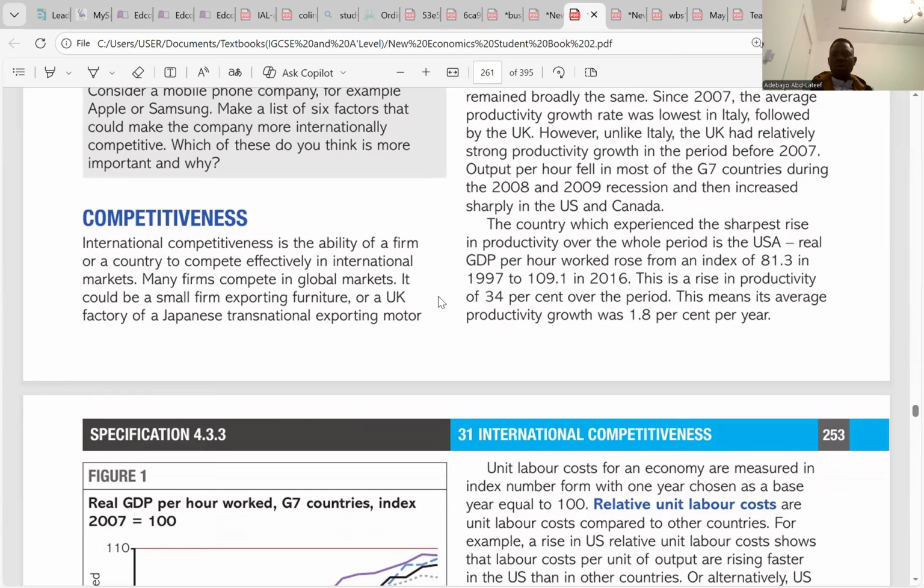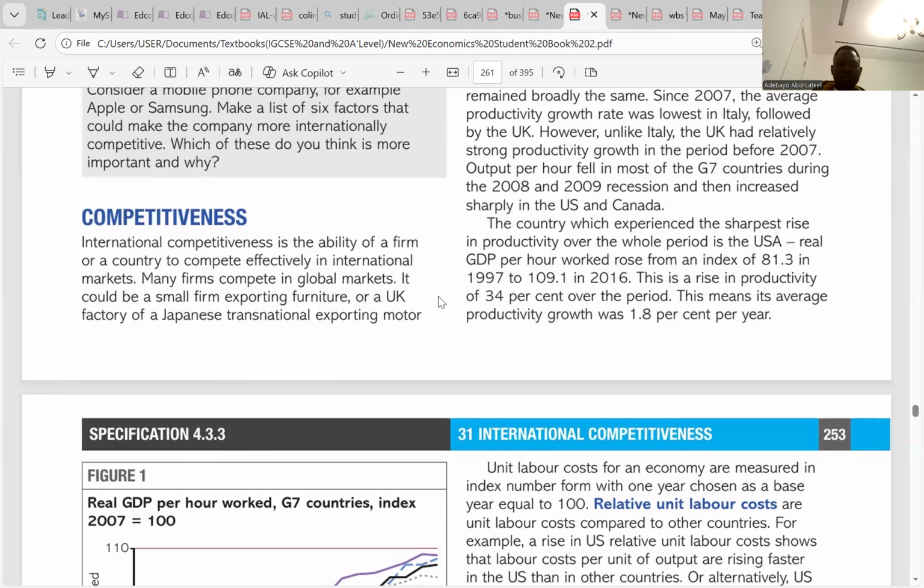The output per hour worked rose from 81.3 in the index in 1997 to 109.1 in 2016. This is a rise in productivity of 34% over the period. This means its average productivity growth was 1.8%. So let's look at the index of the countries anyway.